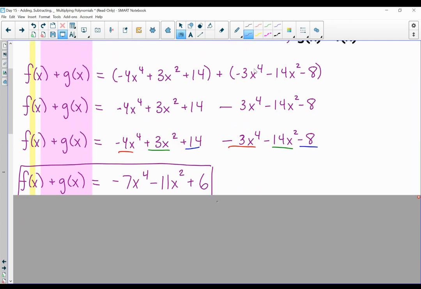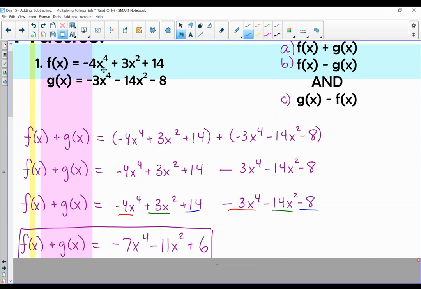All I had to do was take the polynomials that I was given, these two polynomials, the one on the top and one on the bottom. The one on the top is called f of x. The one on the bottom is called g of x. I just had to take these two polynomials that I was given and add them together.